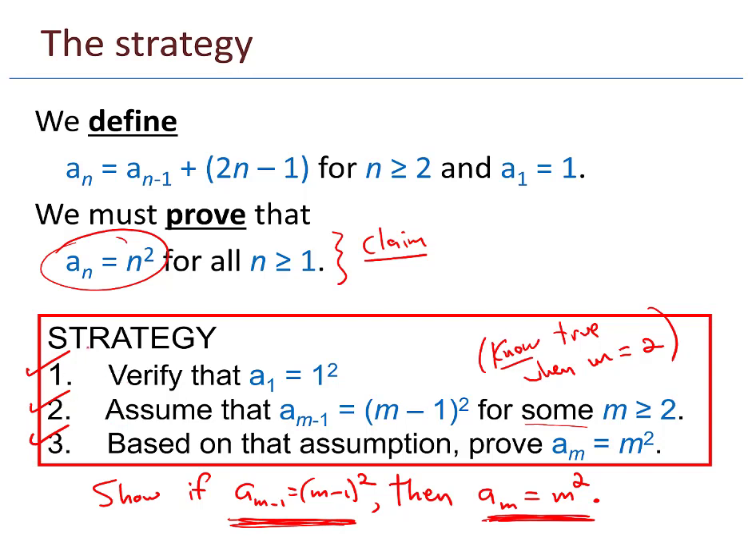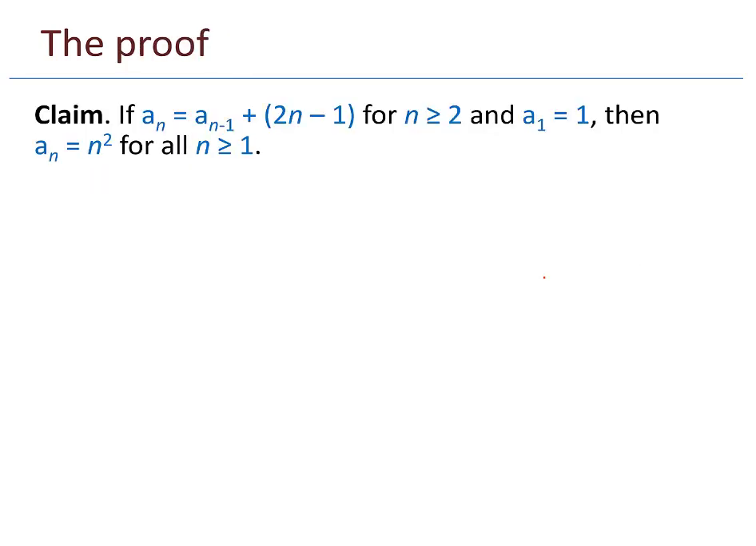So look at this. Retrace the steps 1, 2, and 3. I verify that the claim works when the subscript is 1. I assume that the claim works when the subscript is some m minus 1, and then I prove that if it is true for m minus 1, then the claim is also true for m. And that will show me that the claim is actually true for all possible subscripts. Let's see how that works.